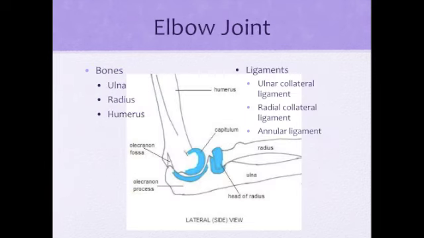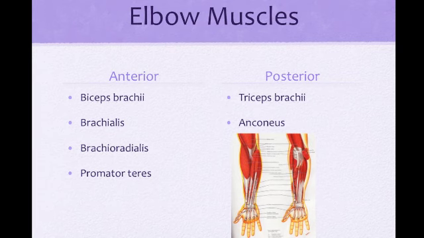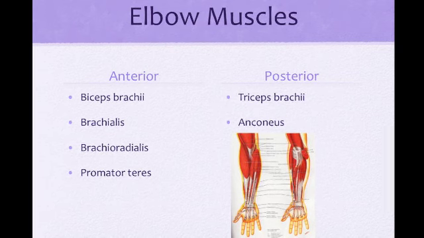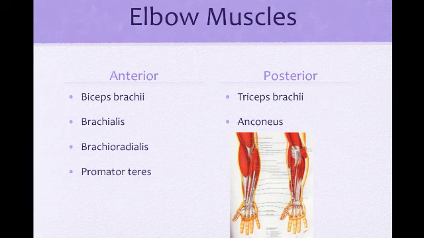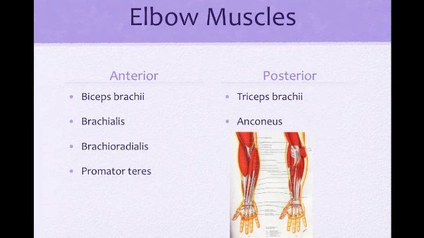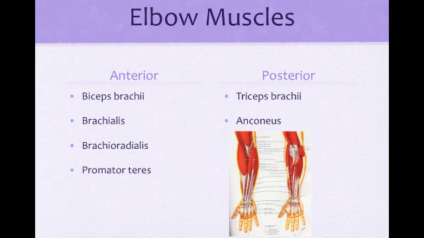The elbow joint consists of the ulna, the radius, and the humerus. It is classified as a ginglymus or hinge-type joint that allows only flexion and extension. The ligaments are the ulnar collateral ligament, the radial collateral ligament, and the annular ligament. The muscles of the elbow can be broken up into the anterior and posterior groups. The anterior muscles include the biceps brachii, brachialis, brachioradialis, and pronator teres. The posterior group includes the triceps brachii and the anconeus.